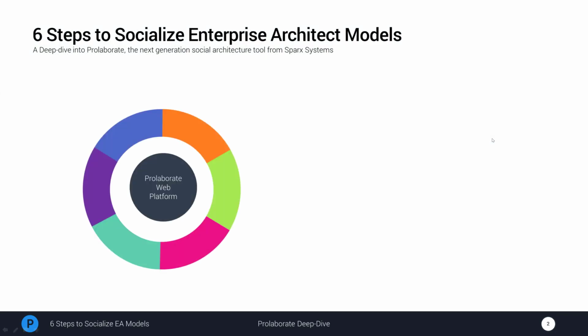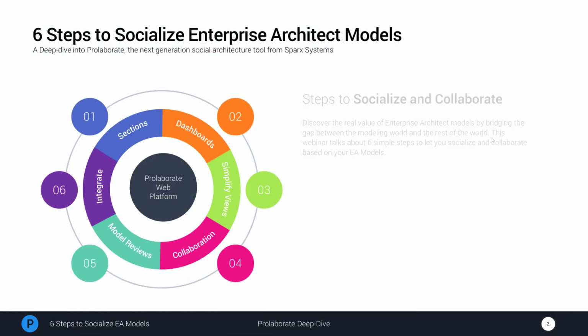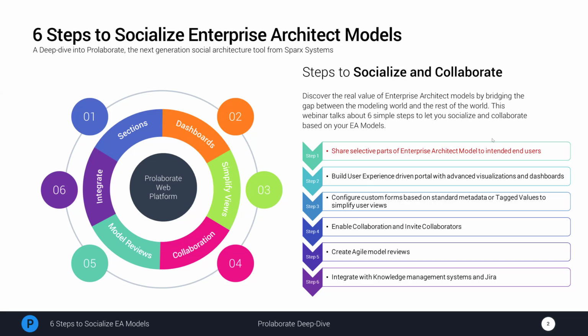So to start with, let's look at the 6 steps that we'll be walking through in this webinar. We'll be starting with how to define sections. The sections is where Prolaborate lets users pick and choose the parts of the model that they would like to expose to their end users.